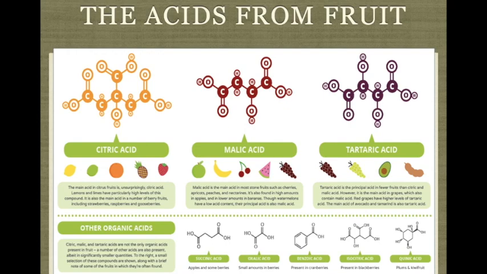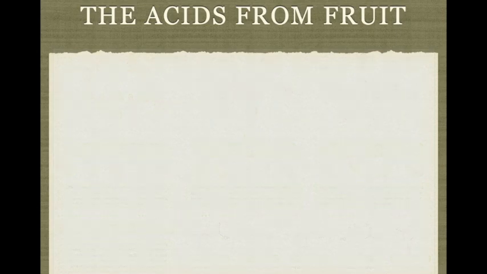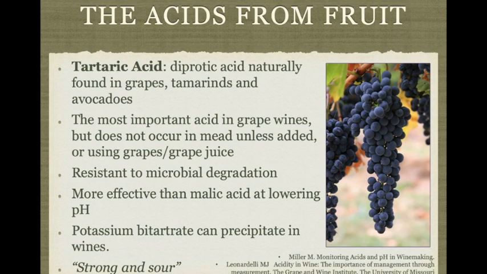So the acids that are in mead which come from fruit can come from fruit itself or fruit juice. One of the primary ones we use is tartaric acid, which is found primarily in grapes, but also in some other fruits as well, including tamarinds. It's the most important acid in grape wines, but it does not occur naturally in mead unless it's added using grapes, grape juice, or as an acid addition. One of the things that's unique about tartaric acid is, unlike malic acid, it does not get degraded by microbial activity. It is more effective than malic acid at lowering pH.